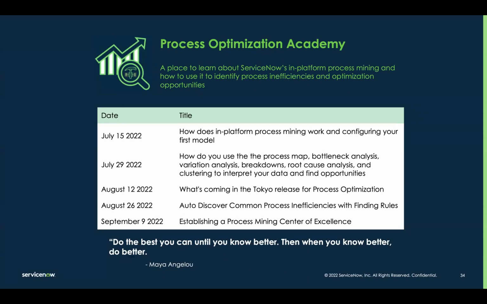And then as August rolls around, I have a session on what's coming in the Tokyo release, so you get some visibility into some of the improvements that we're making. There are some really powerful things that we're doing from an end-to-end workflow perspective, giving you visibility into processes like HR onboarding that have several subtasks that are often combined with that. And then I've got a session specifically on those finding rules.